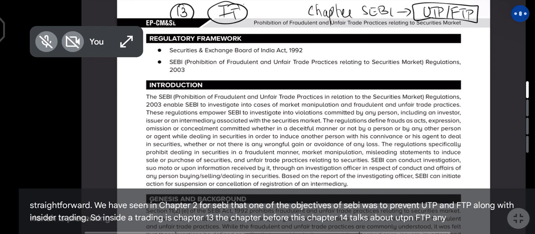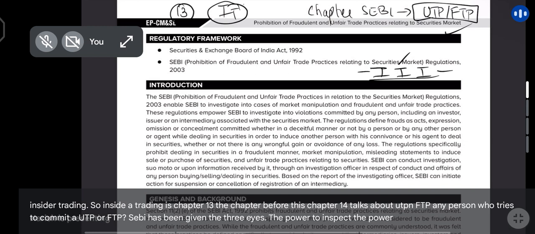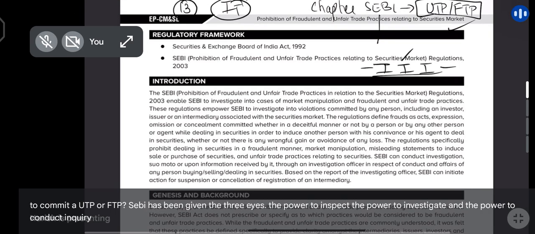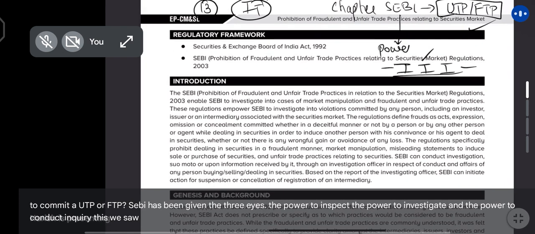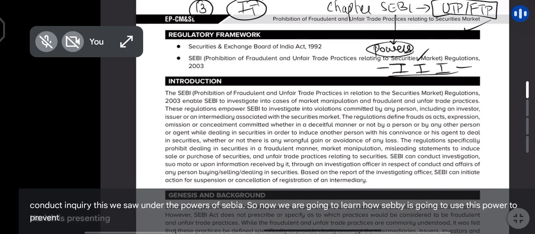Any person who tries to commit a UTP or FTP, SEBI has been given the 3 I's: the power to inspect, the power to investigate, and the power to conduct inquiry. This we saw under the powers of SEBI. So now we are going to learn how SEBI is going to use this power to prevent unfair and fraudulent trade practices.